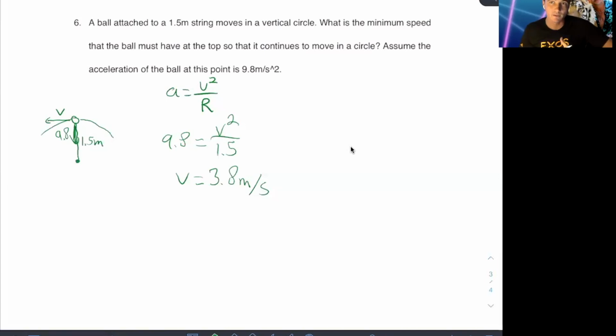If it's anything lower than that, then the string is essentially just going to go inwards. It's going to fall to Earth. That's why we know that the gravity is negative, or 9.8 meters per second squared, at that point. And that influences the change in the velocity. So if the velocity were to decrease, that would be a big part of it.